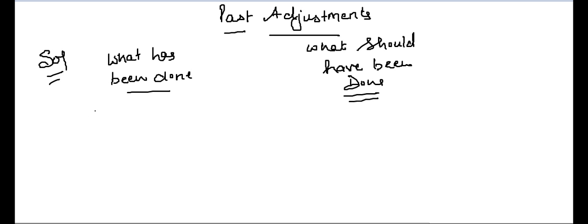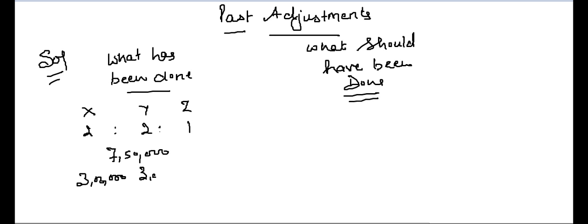So it says there are three partners X, Y and Z. They have divided profits in the ratio of 2:2:1. So the profit is 7,50,000. What they have done is divided this profit as 3 lakh, 3 lakh and 1,50,000. This is the current scenario, that is what has been done by the firm.